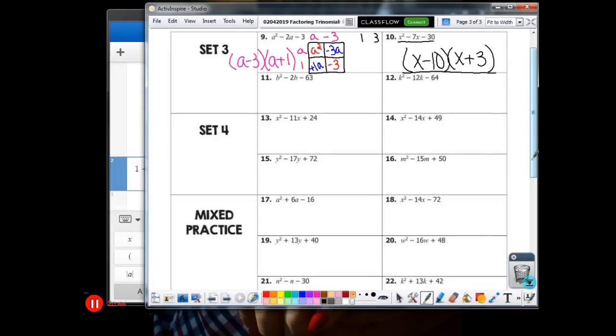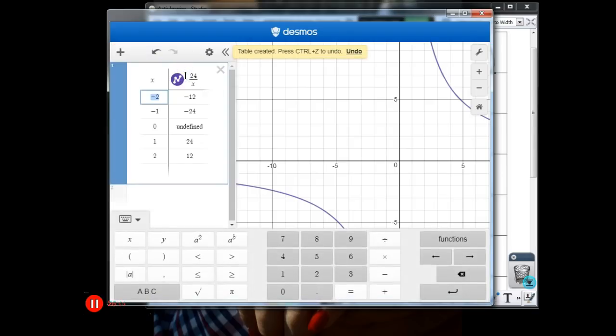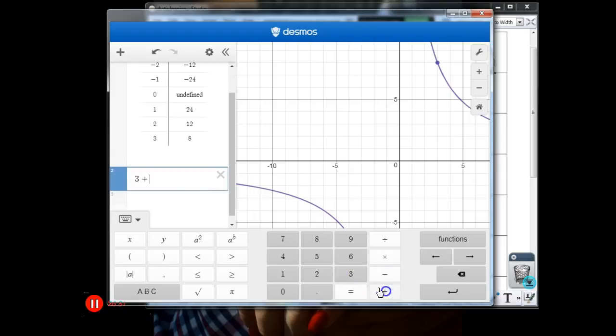So same thing. I want to draw my box. Okay? So the first thing that stays is x squared. Then it's 24. Right? So I need two factors of 24 that add up to negative 11. So 24 divided by x, right? And I'm checking for the table. So 1 and 24, 1 plus 24 is 25. 2 plus 12 is what? 14. 3 plus 8. That's positive 11, right? 3 plus 8 is positive 11.